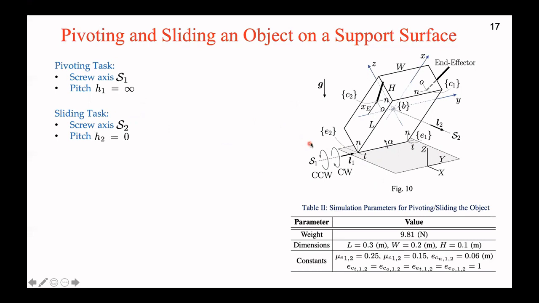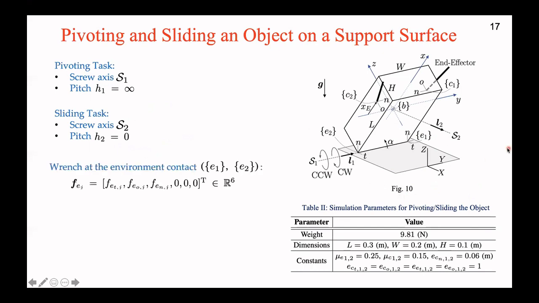Second task is sliding the object along the screw axis S2, which passes through the object center of mass. In this task, we first pivot the object at a particular angle alpha and then slide it along the screw axis S2. The screw pitch for this task is 0, and thus the grasp metric in this task is the magnitude of maximum force that the grasp can generate along the screw axis in both the positive and negative x directions. For both these tasks, we consider two object end effector contact reference frames and two object environment contact reference frames. Also, for both tasks, the external wrench acting with the environment contact is expressed as follows.